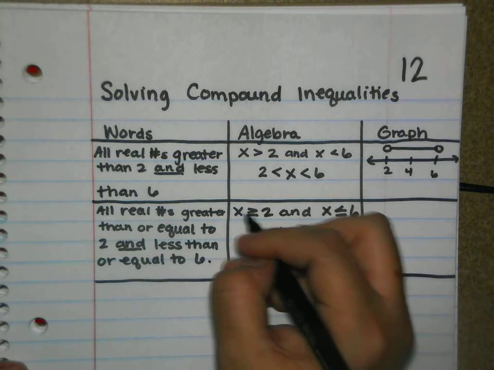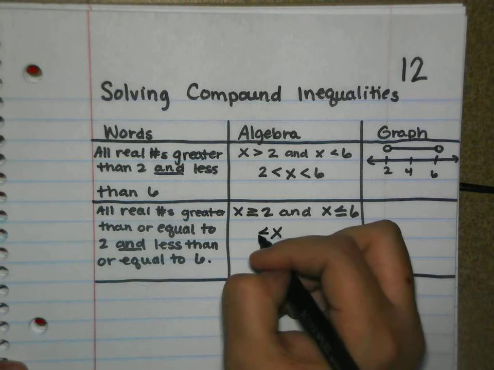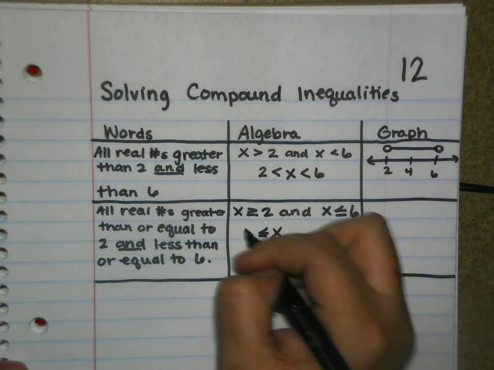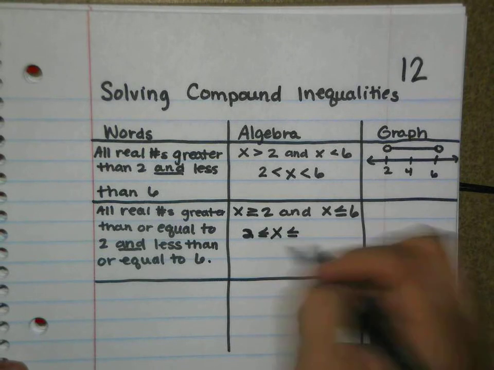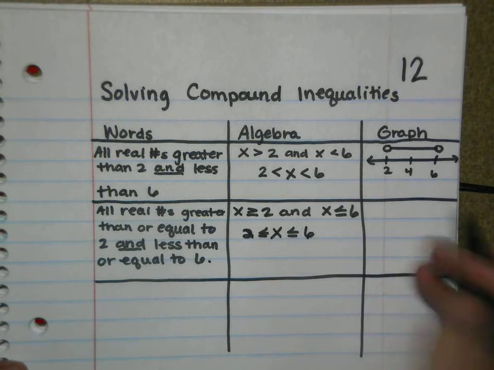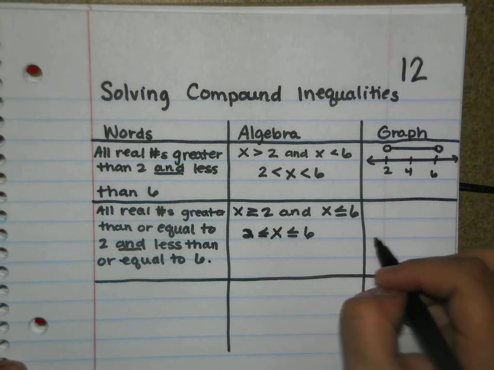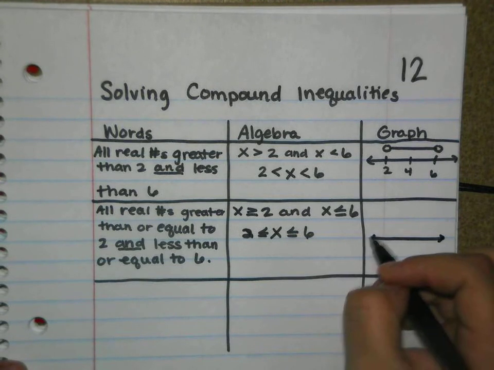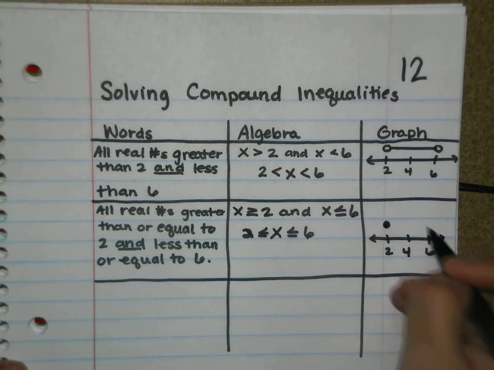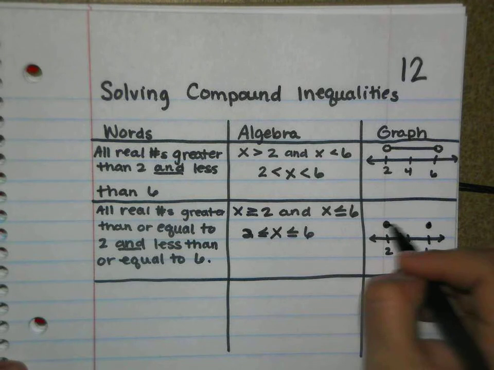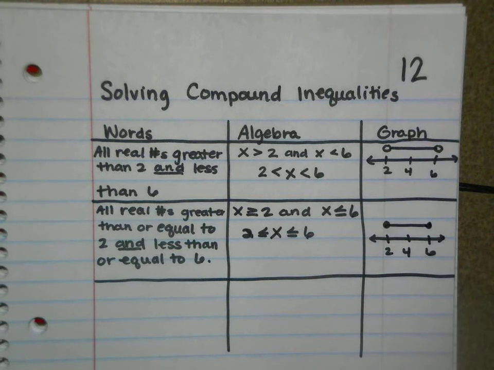The alligator mouth opens up to that one, so we're going to have it like this, and the 2 on this side, and we're going to make sure the alligator mouths point the same way to the x's and the 6. When we have the graph, it's going to look very similar to the one we just did, except at 6 and 2, we're going to have colored in circles because it is equal to as well as less than and greater than.